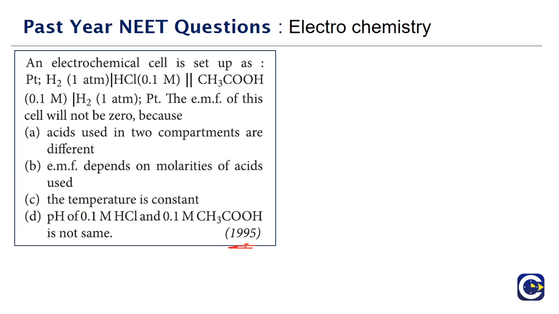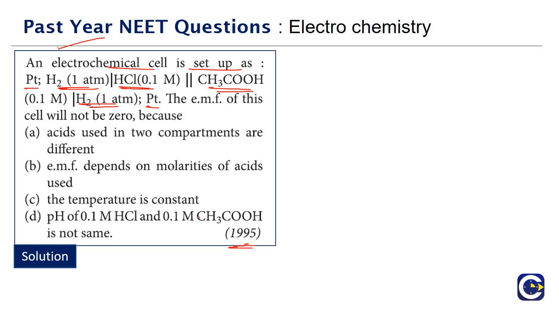Next, we have a question that has come in the year 1995. An electrochemical cell is set up as platinum, H2, HCl. This is our, what is this? This is the standard hydrogen electrode. Okay, and CH3COOH, H2, platinum.